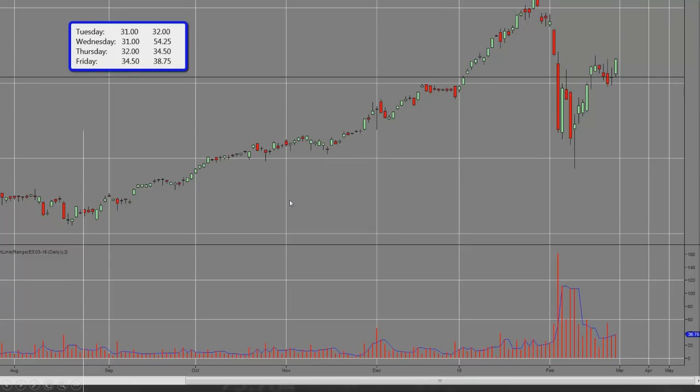This again is a holiday. This was last week. I put this together over the weekend. So Monday was a holiday, doesn't count. Tuesday, Wednesday, Thursday, Friday. So Tuesday, our range expectation was for 31 points. We put this in the room at 9:27 every morning. And we got 32 points. The next day, Wednesday, 31 was expected. We got 54. Thursday, we expected 32 and got 34 and a half. Friday, we expected 34 and a half and got 38.